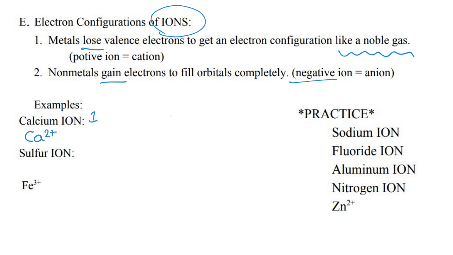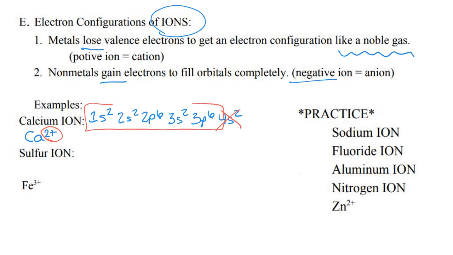If I write the electron configuration for calcium: 1s2, 2s2, 2p6, 3s2, 3p6, and then 4s2. Now, if it's going to lose 2 electrons, it's going to lose the 2 valence electrons. So my electrons in the farthest out energy level are going to be lost. And so this becomes my electron configuration for the calcium ion.